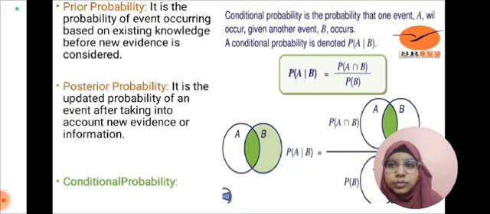Next, conditional probability. Conditional probability is the probability that one event A will occur when another event B occurs. A conditional probability can be denoted as P of A by B. P of A by B equals P of A intersection B by P of B. Here the Venn diagram shows the conditional probability P of A by B equals P of A intersection B by P of B.